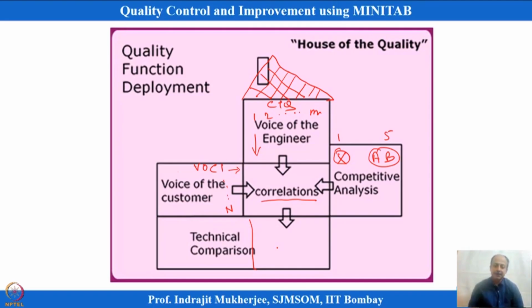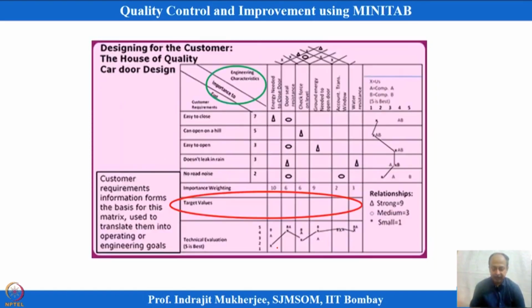So, now let us take an example to understand what is happening over here. In this case we have taken the car door design example, one of the examples from the book. What we are trying to show is the roof of the matrix, the roof of the house of quality. This is the box where the voice of the customer is noted down, this is the CTQ box, this is the competitor evaluation box, and this is the correlation box, the evaluation of VOC and CTQs.